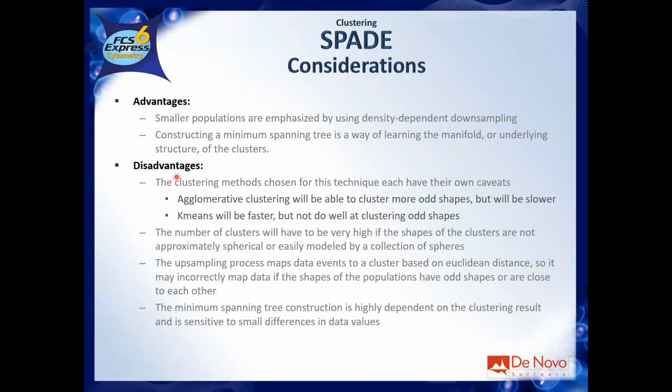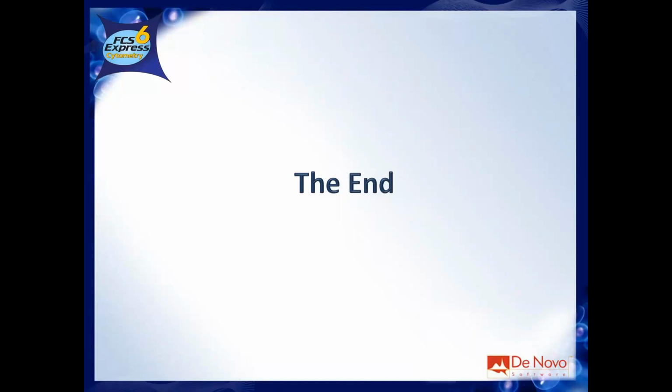Actually, different clustering methods may be used for SPADE. Nowadays, people are using k-means, which is faster. It's not always the best because k-means is good with round shaped populations, but this is actually why you want to overcluster.